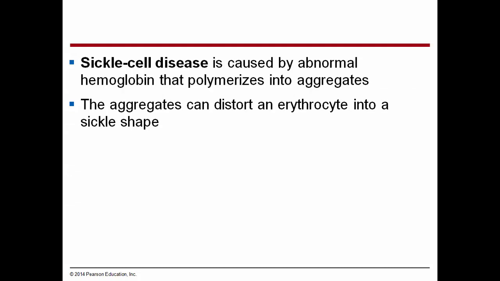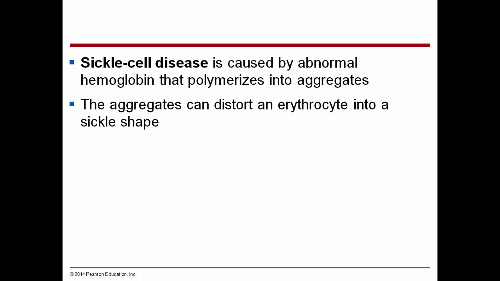Sickle cell disease is caused by abnormal hemoglobin that polymerizes into aggregates. The aggregates can distort an erythrocyte into a sickle cell shape. So sickle cell anemia is a disease that comes from an adaptive trait.